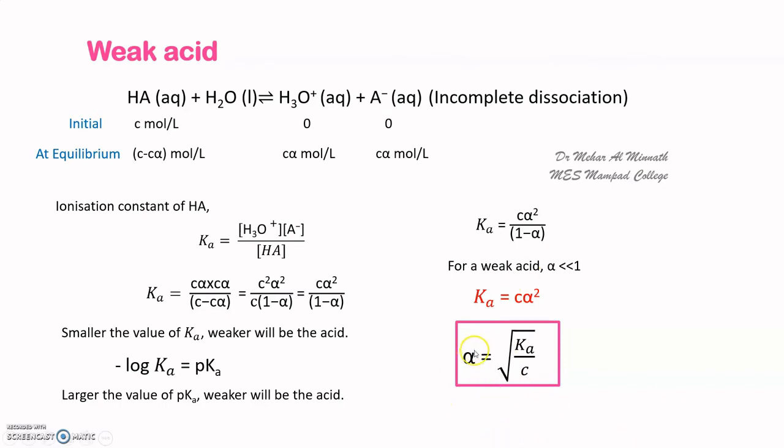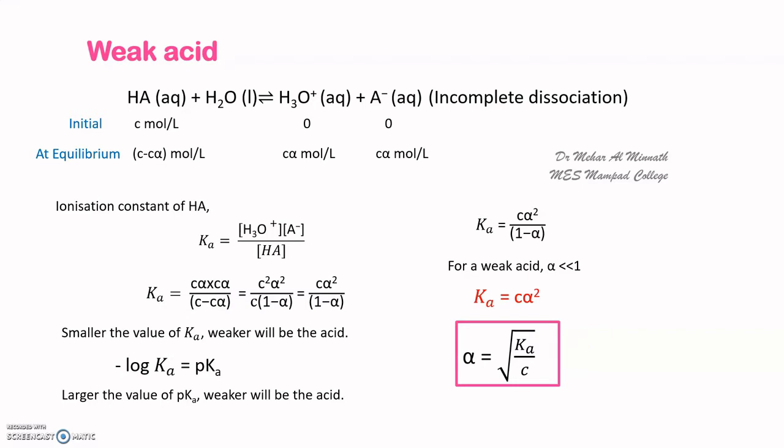So alpha is the degree of dissociation, that is, the extent to which the acid has dissociated. It is the fraction of the total number of moles of acid which has been dissociated at equilibrium. So you can calculate the degree of dissociation of a weak acid using alpha equal to root of Ka by C, where Ka is the dissociation constant of the acid, and C is the initial concentration of the acid. Remember, Ka for an acid will be constant. Every acid has its own Ka value.